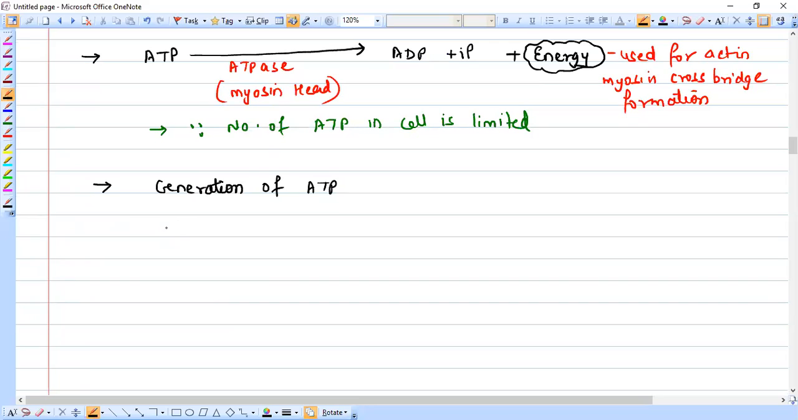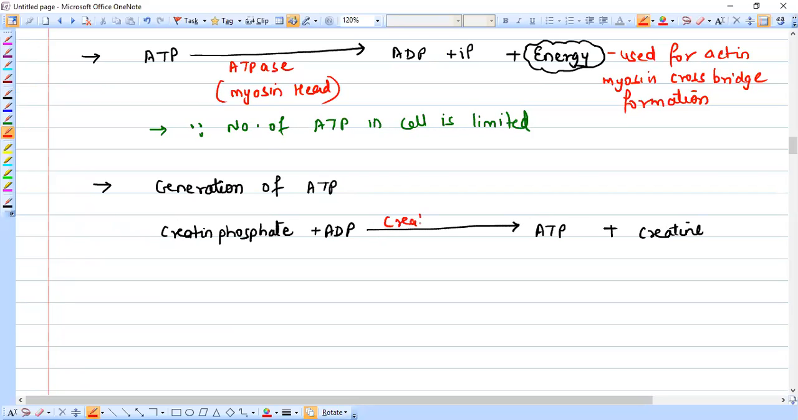So here we have creatine phosphate. As I told you, we get creatine phosphate that is present in our body. This creatine phosphate will combine with the ADP, that is adenosine diphosphate. In the presence of an enzyme, it will combine to form ATP, plus creatine will be released. So this is how you get more ATP. This takes place in the presence of the enzyme creatine kinase. This will provide an additional amount of energy.